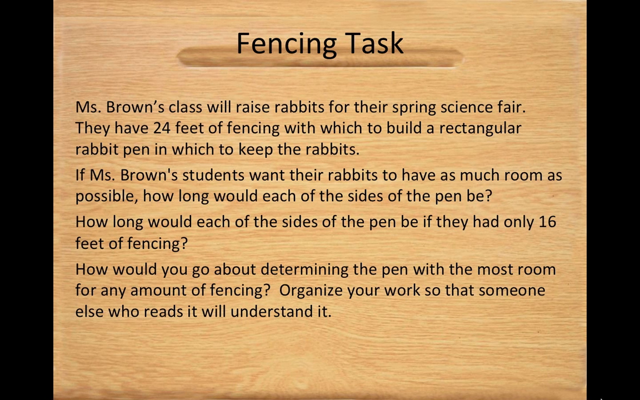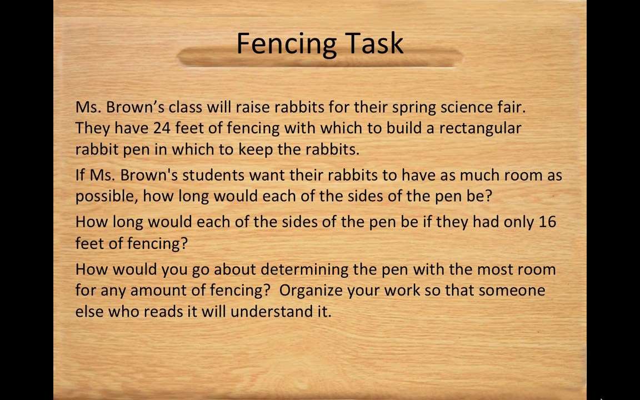So here's the problem. Mrs. Brown's class will raise rabbits for their spring science fair. They have 24 feet of fencing with which to build a rectangular rabbit pen in which to keep the rabbits. Mrs. Brown's students want their rabbits to have as much room as possible. How long would each side of the pen have to be? So you're starting out with 24 feet of fencing. They want the maximum area so that the rabbits could be in this pen.